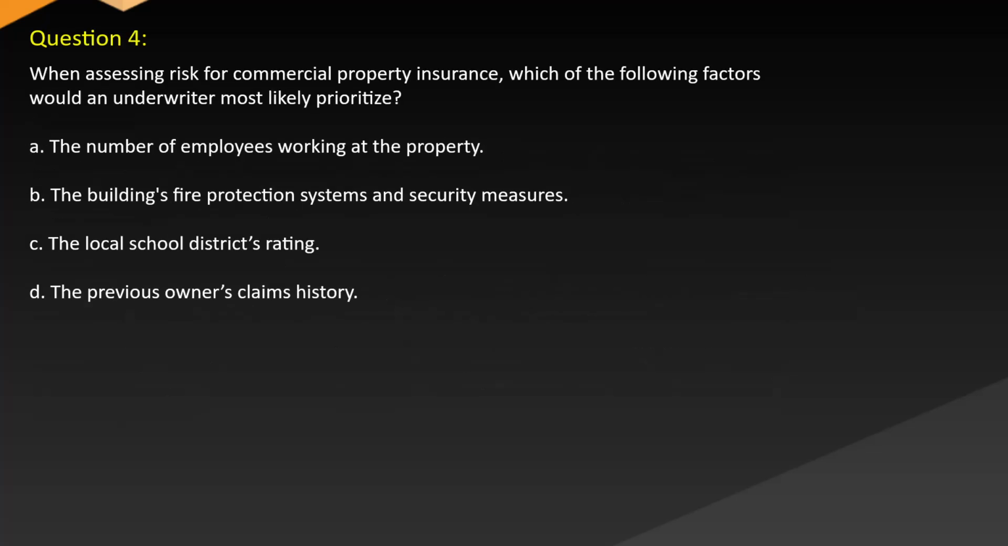Question 4. When assessing risk for commercial property insurance, which of the following factors would an underwriter most likely prioritize? A. The number of employees working at the property. B. The building's fire protection systems and security measures. C. The local school district's rating. D. The previous owner's claims history.